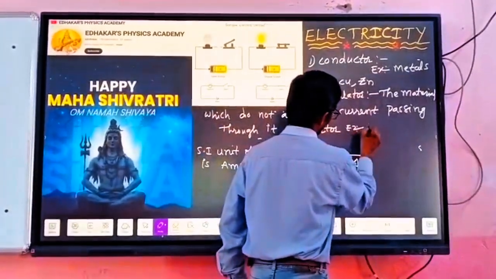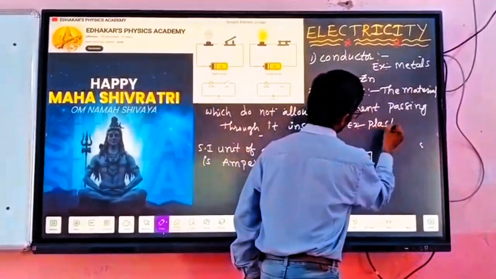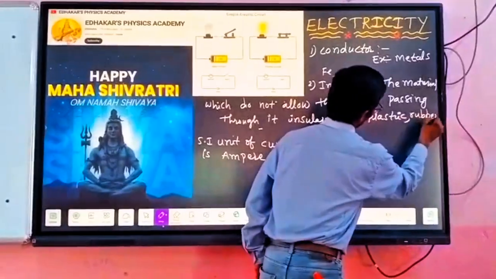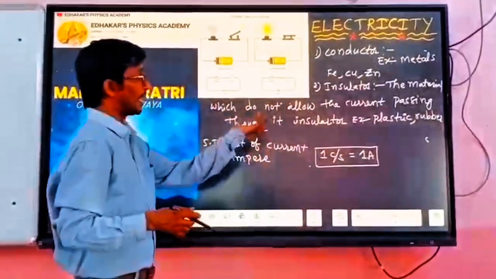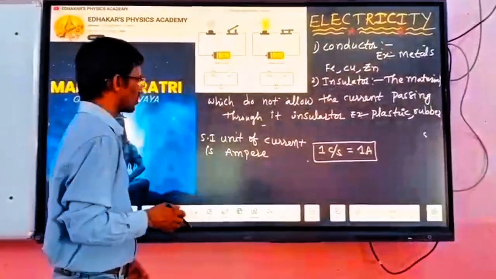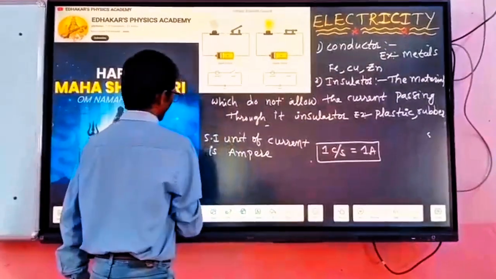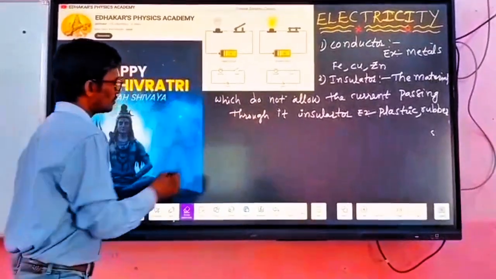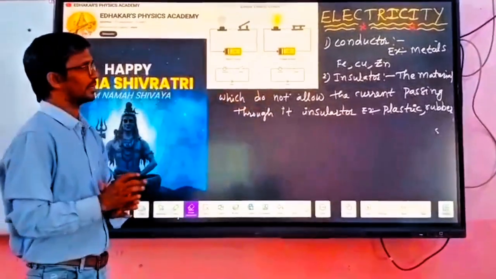Example: plastic is an insulator. Next one, rubber is an insulator. Plastic and rubber act as insulators; they do not allow the current to pass through them. Based on the materials, they are divided like that.